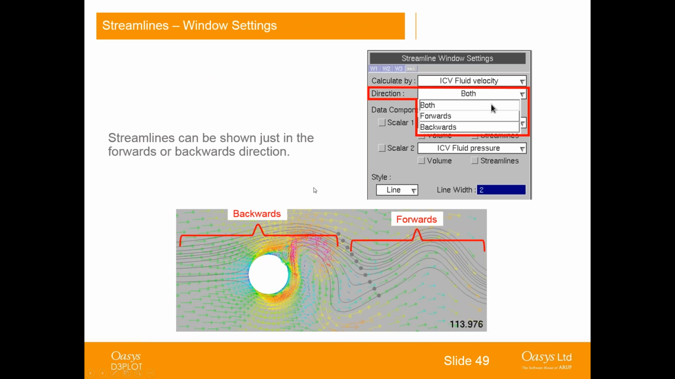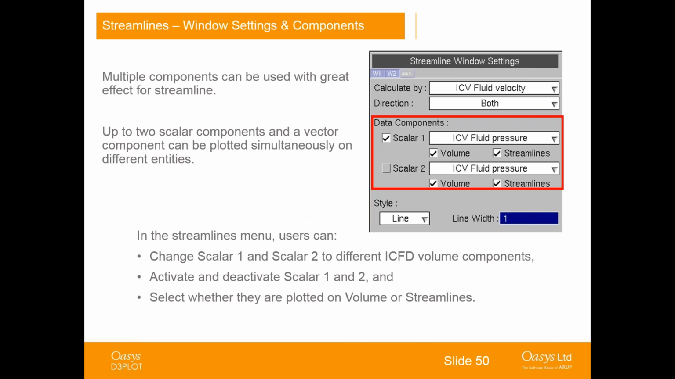Streamlines can also be shown in just the forwards or the backwards direction, and multiple components can be used very effectively in combination with streamlines. We can plot streamlines on top of different components, different contour values. We can plot up to 2 scalar components and a vector component simultaneously. We'll have a quick example of that later on.